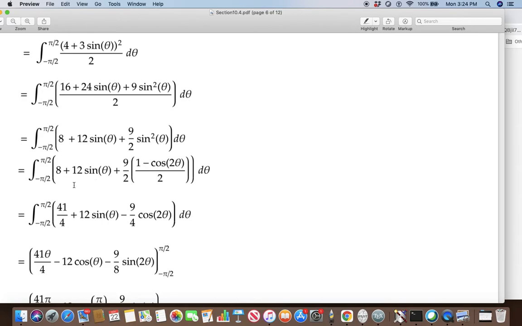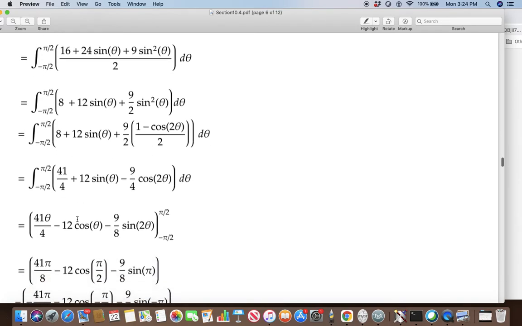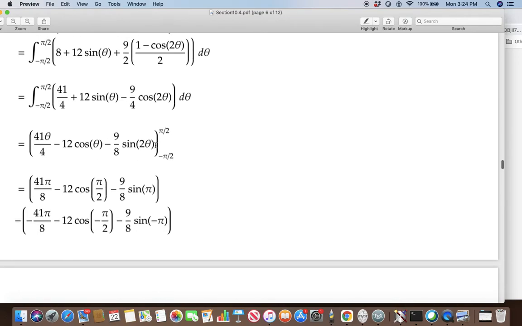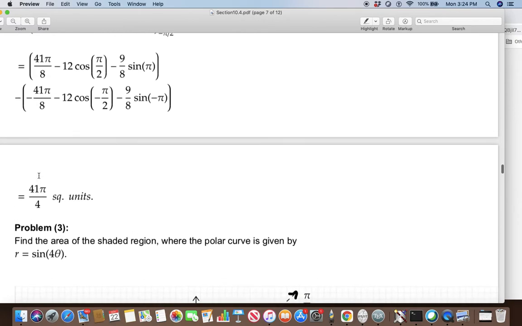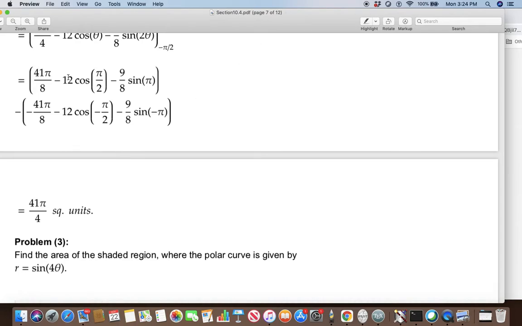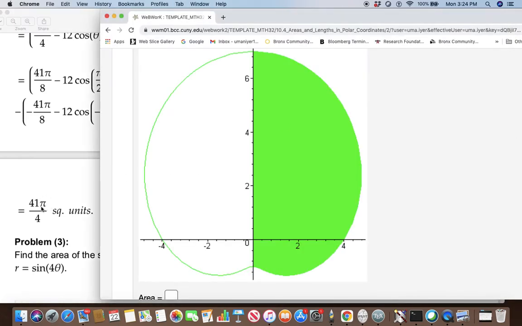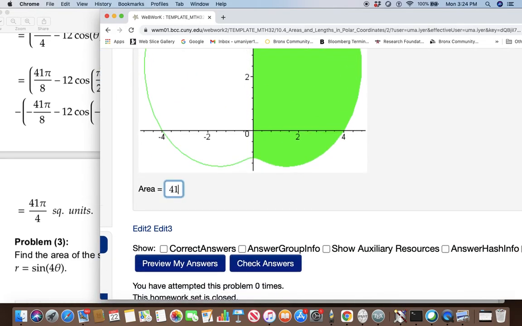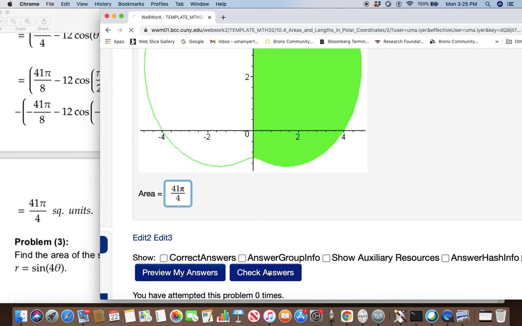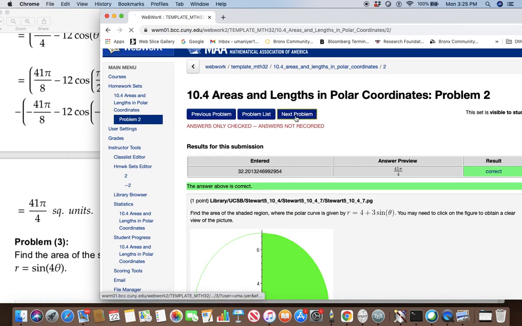Alright, so simplifying all of this is standard stuff. You take the integration and evaluate it at the limits. Eventually, I should get 41 pi over 4. The rest, well, cosine of pi over 2 and negative pi over 2, they are 0. Sine pi and negative pi is 0. So let's see, 41 pi over 4. Correct.